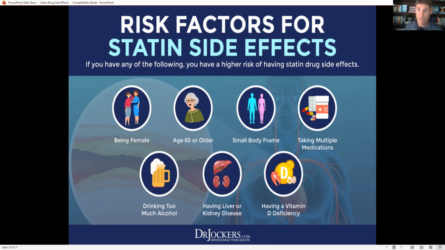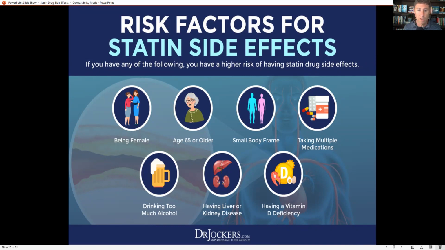Having a vitamin D deficiency is a major risk factor for statin side effects. And on top of that, a statin drug will actually contribute even more to a vitamin D deficiency or make it harder for you to get out of a deficient state of vitamin D and optimize your vitamin D levels.